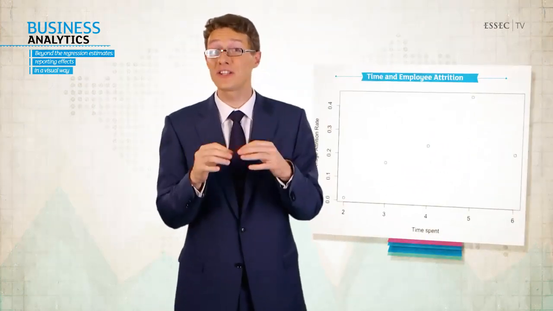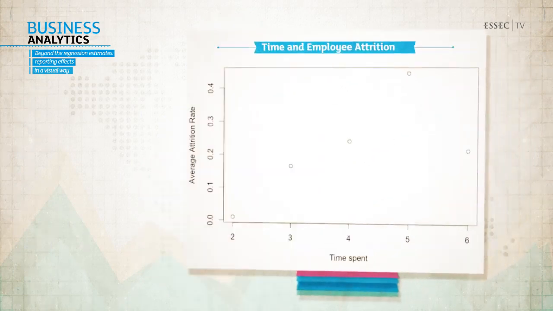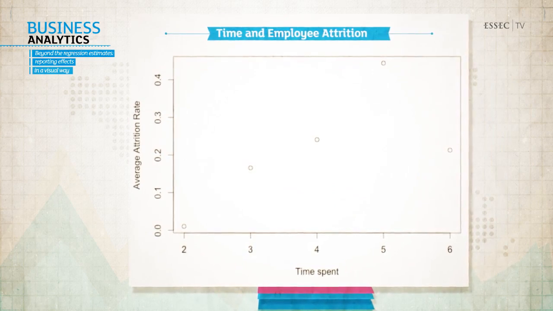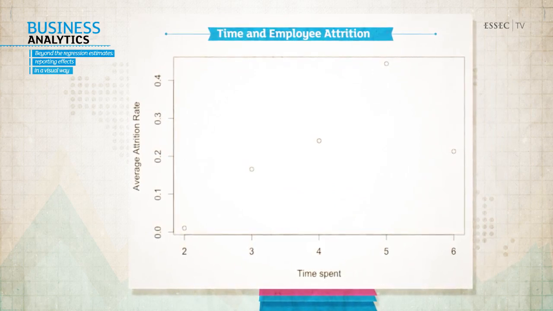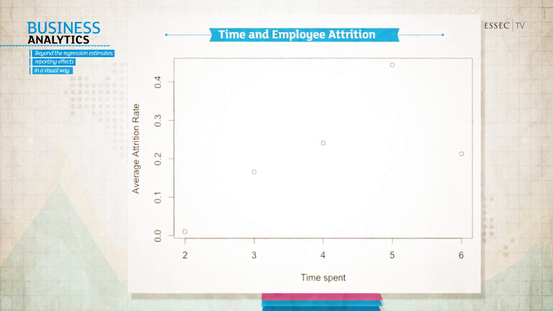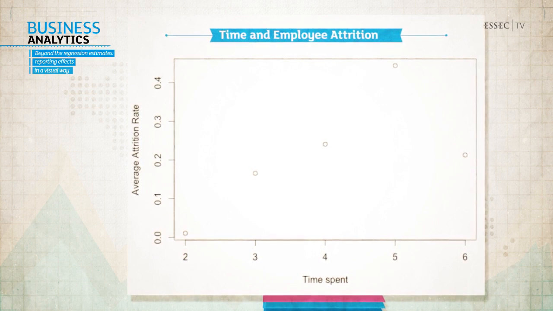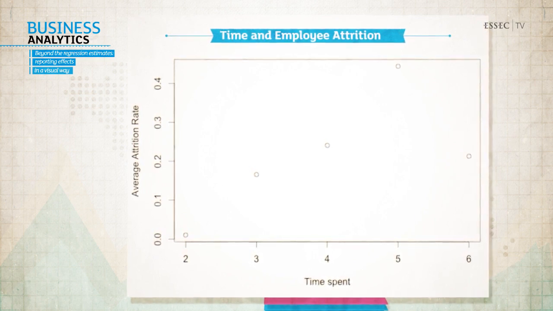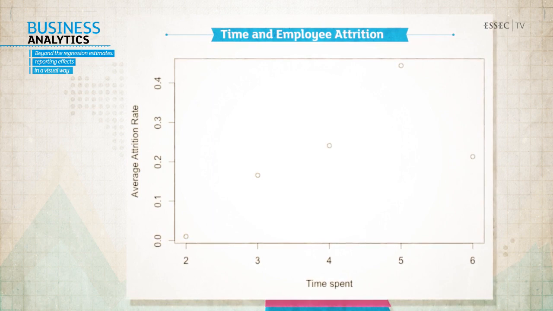So instead, we could aggregate the values and compute the mean attrition rate by year spent with the company. We then obtain this graph, which is a lot better. What do we see? As time goes by, employees are, as expected, more likely to leave the company. The attrition rate increases from year to year. In year 2, the attrition rate is close to 0, but in years 3 and 4, it goes respectively to 17 and then 24%. And after 5 years, employees are on average around 44% likely to churn.